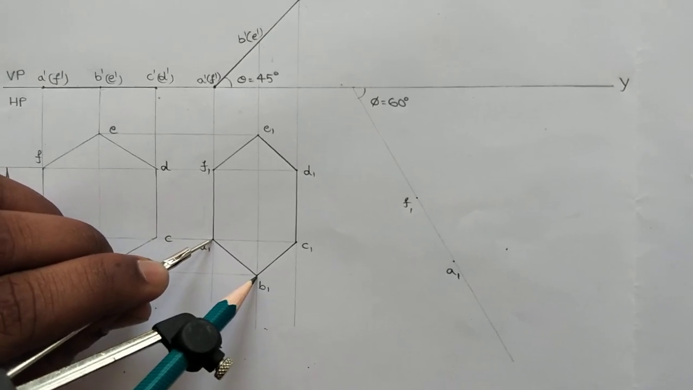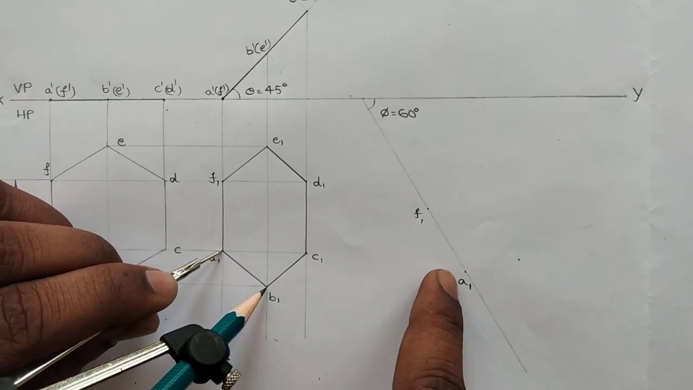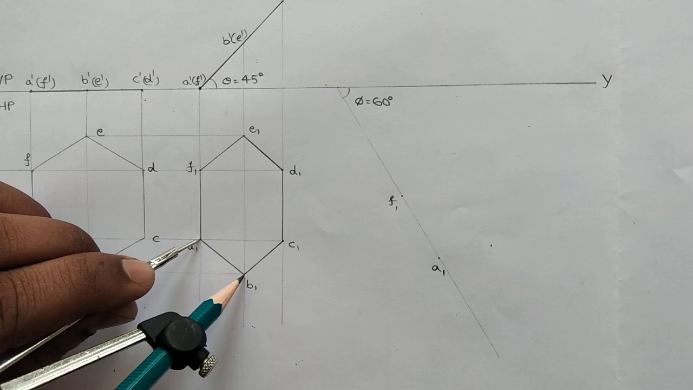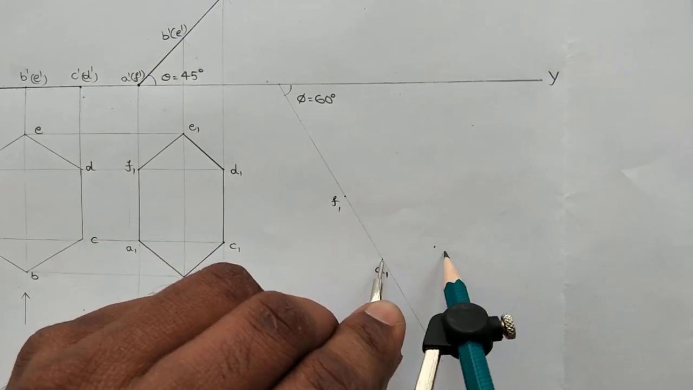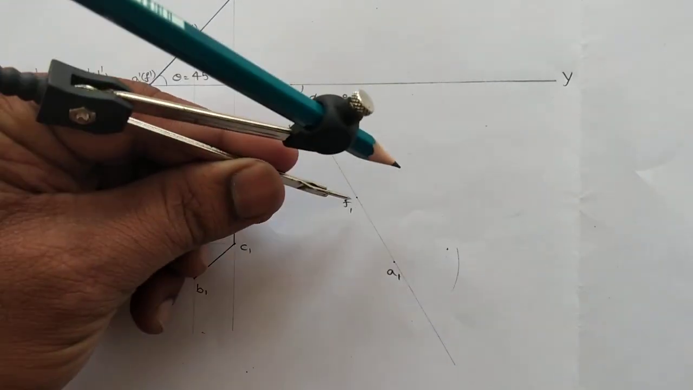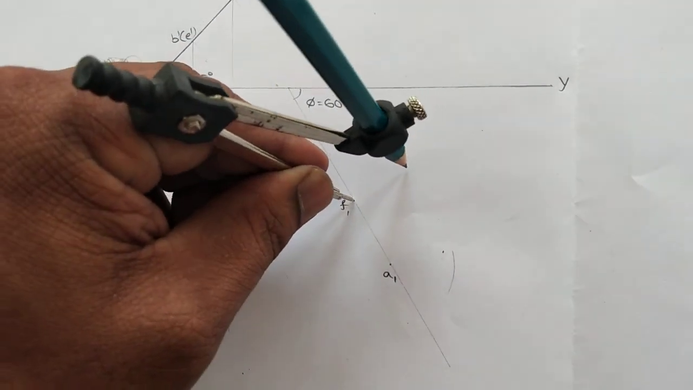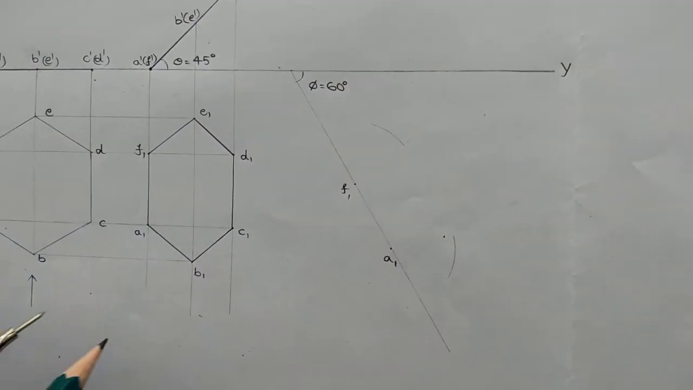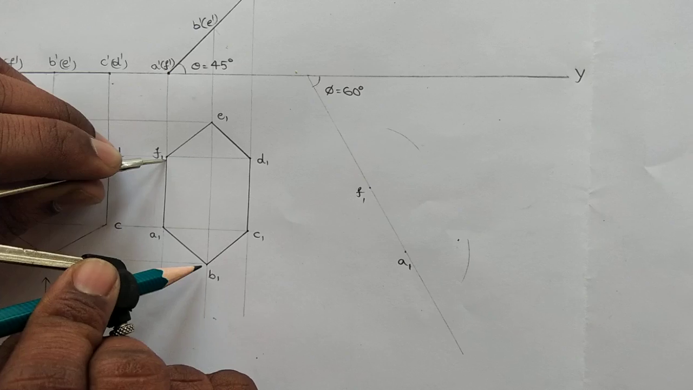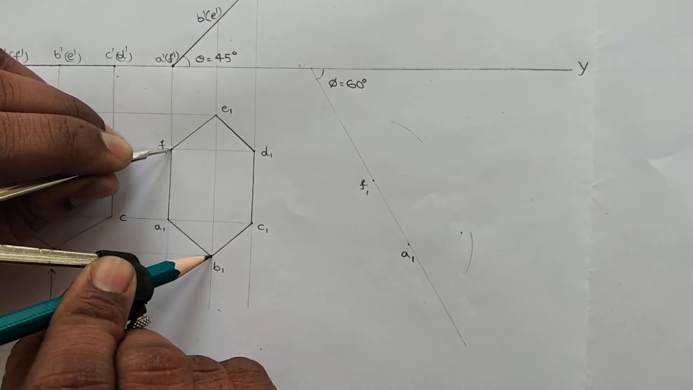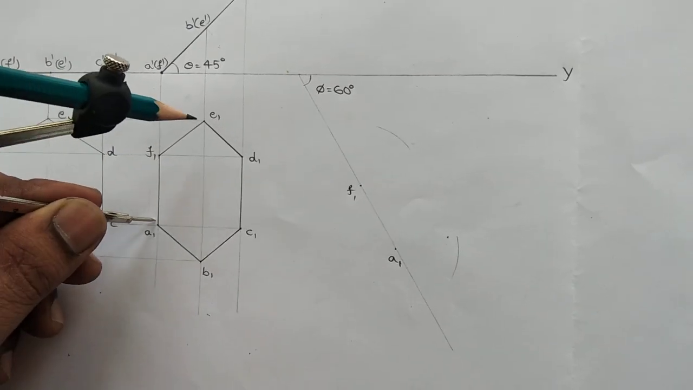So here let us see how to mark point B1 with respect to A1 and F1. For that purpose, I am taking the A1 to B1 dimension as radius, point A1 as center, and drawing an arc. Similarly, with this particular point as center, construct another arc on this side also. Later we can take F1 to B1 or A1 to E1. Both are the same dimension.